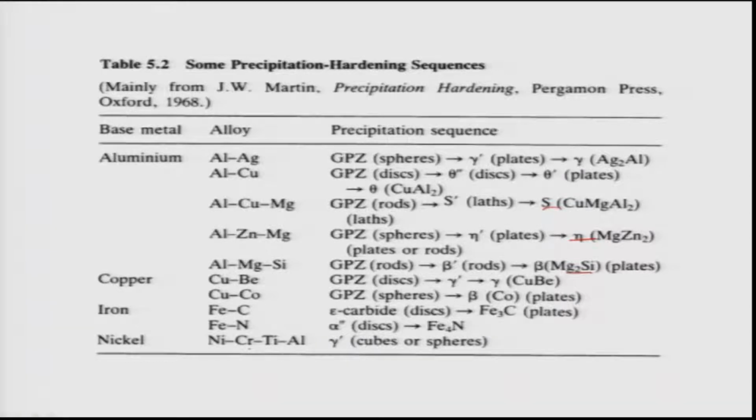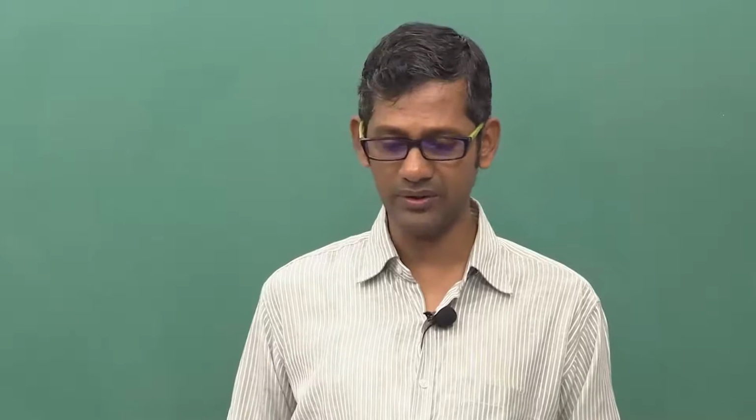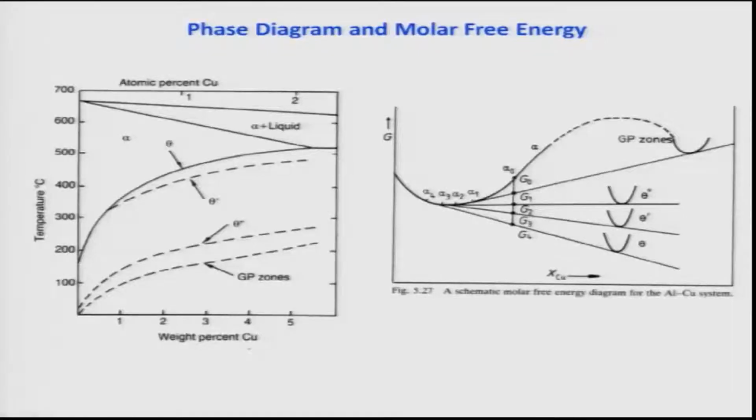So finally the precipitation happens in a sequence. The real crux of the slide is that precipitation does not happen from supersaturated solution directly to the equilibrium phase, but it happens in a sequence. That is why tuning of the properties is very possible by looking at simply the heat treatment sequence and microstructures. As I said, I am going to discuss more in general about aluminum-copper alloys, because that is a classic alloy system which shows precipitation hardening.